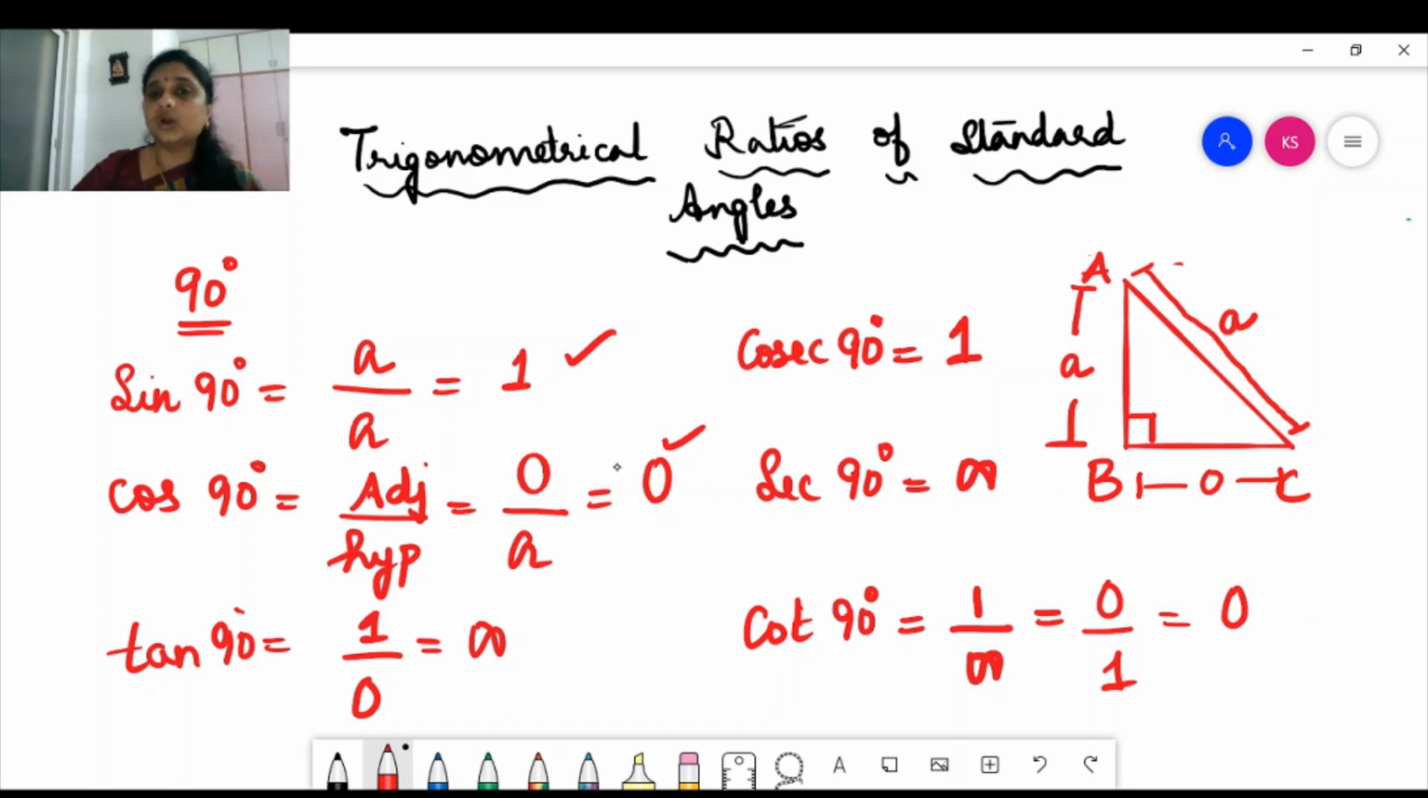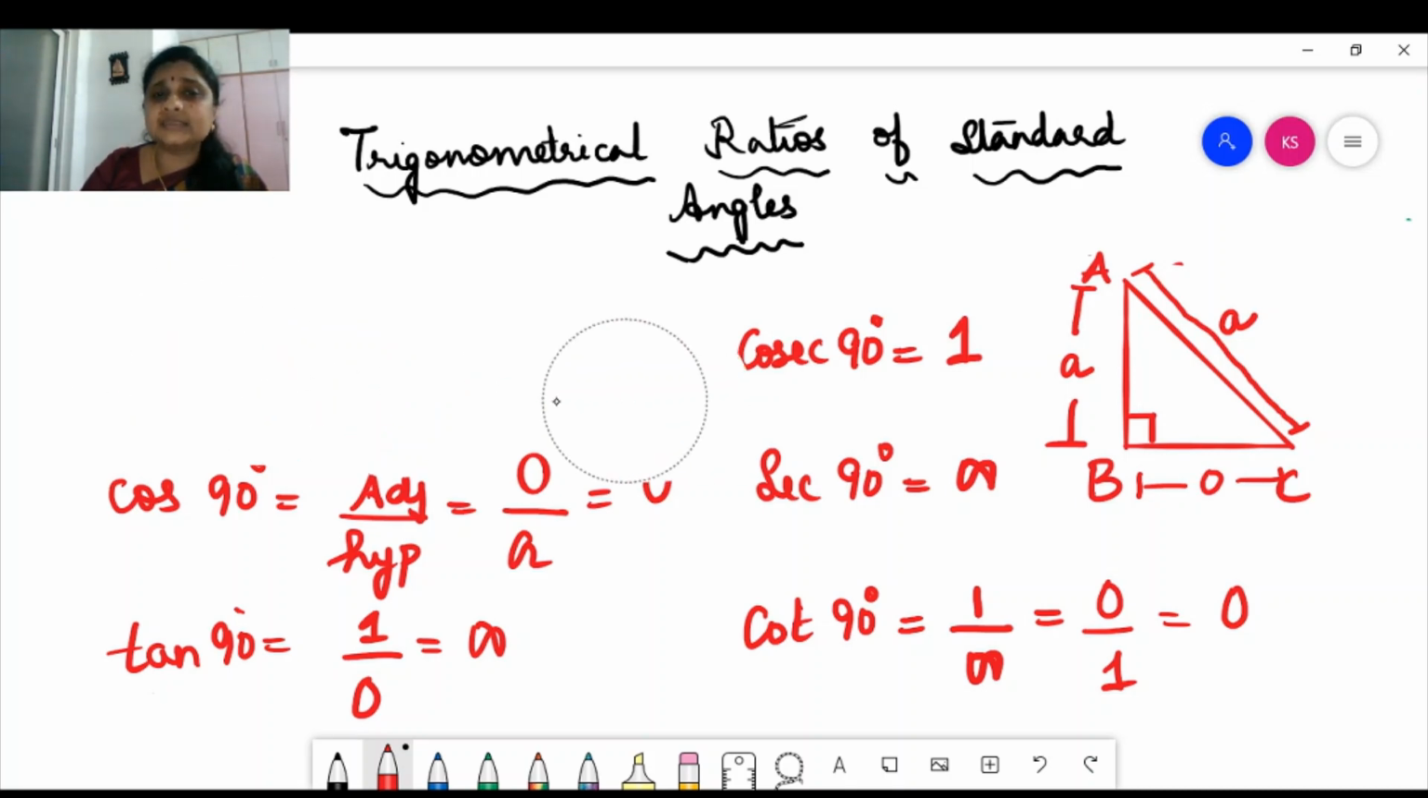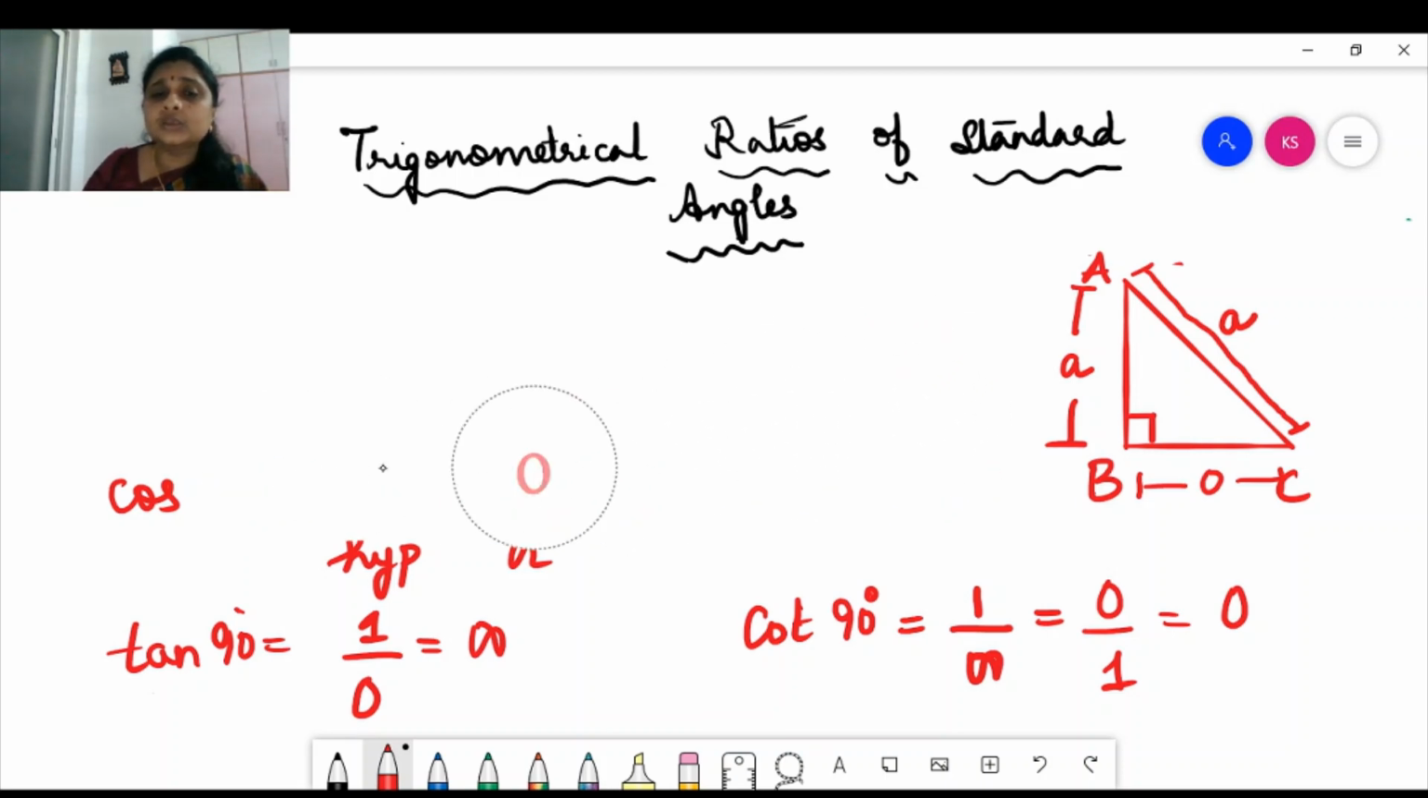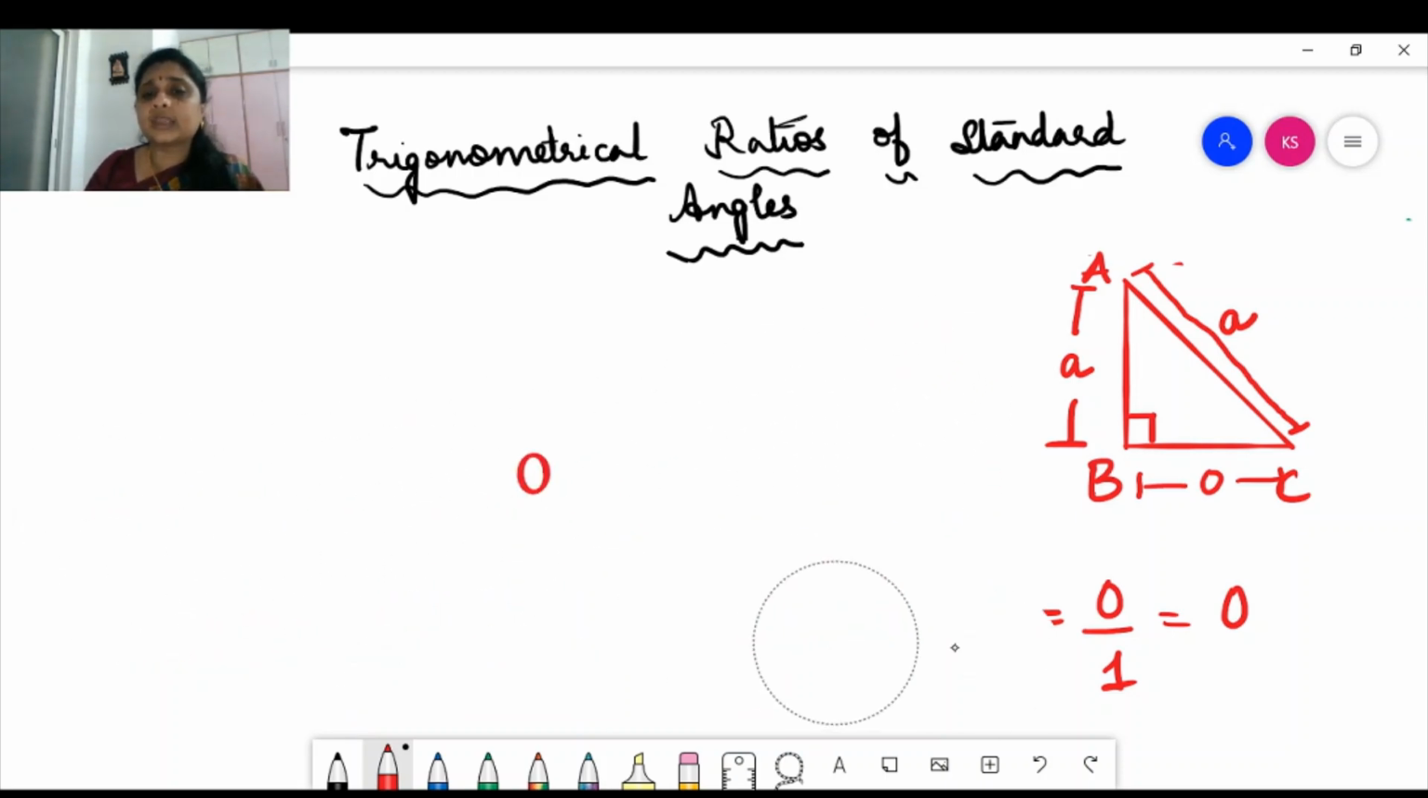Yes? Okay. So till now we've seen all the T ratio values of all the trigonometric standard angles. So we are going to put them in a table.